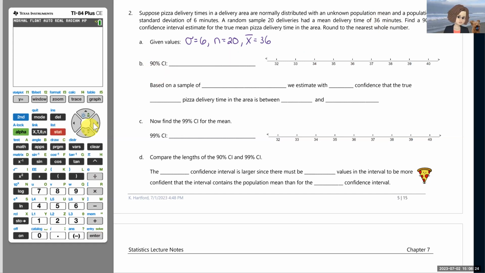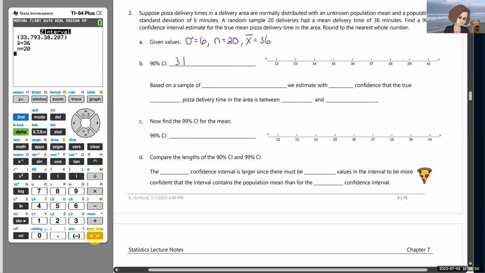So back to stat tests. I'm going to hit just number 7 now, so I don't have to scroll. There's my Z interval. And then we'll enter 6 for sigma, population standard deviation. Sample mean was 36. Our sample size was 20. And we're doing a 90% confidence interval, 0.9. And calculate, and we're going to round to a whole number here. So that will be a lower limit of 34 minutes.